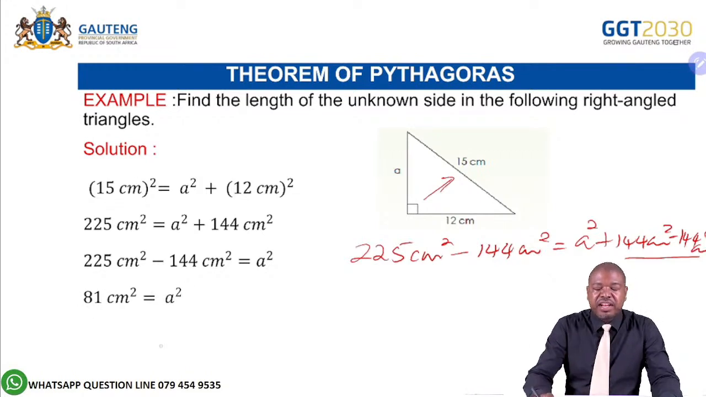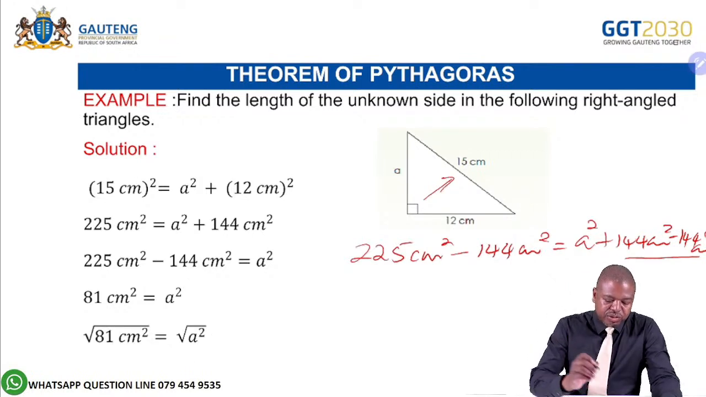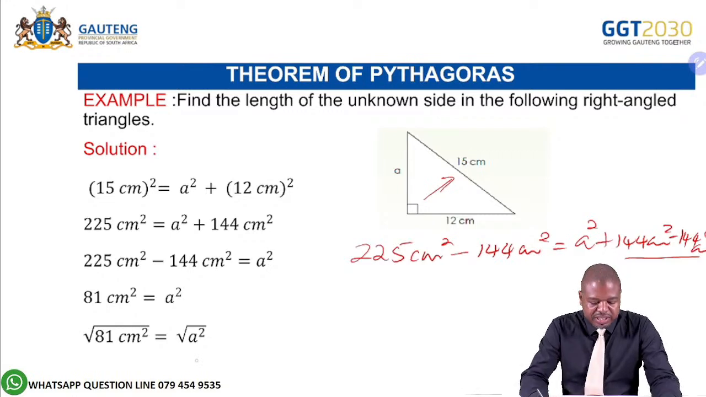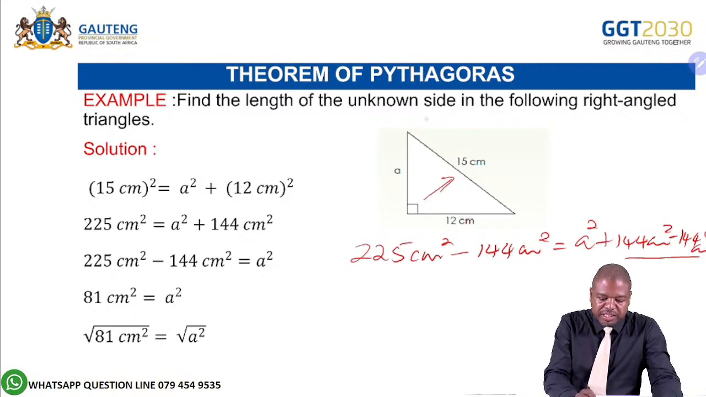For us to find the value of A, what do we do? We find the square root of 81 centimeters squared, right? So we apply the square root sign on both sides. The square root of A squared is A, and the square root of 81 centimeters squared is what? Is 9 centimeters. Therefore, the unknown side is equal to 9 centimeters.